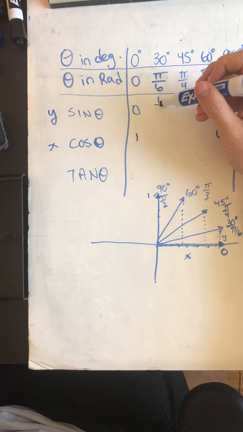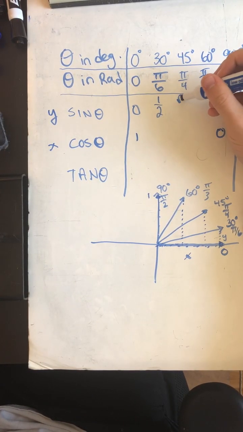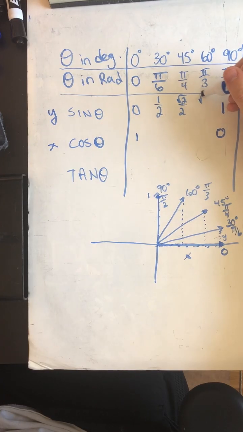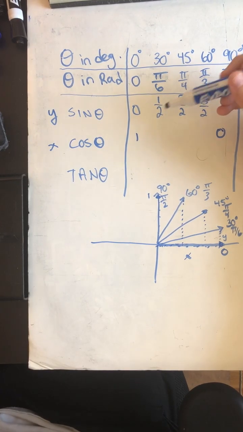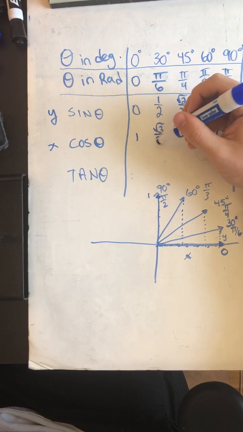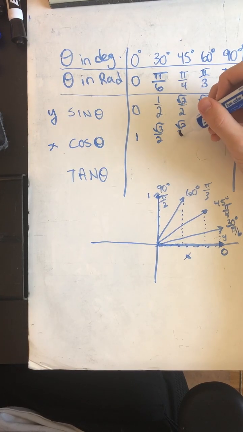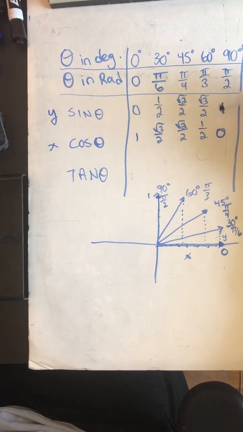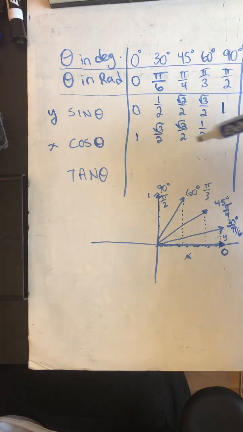So the first value is 1/2. The next value is root 2 over 2, and the final value is root 3 over 2. Cos and sine share these three values, so cosine is the exact same, but in this case it goes the opposite way. Okay, because again, y gets higher, cosine gets lower.